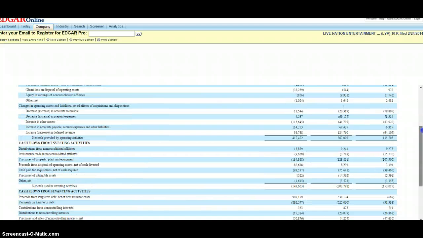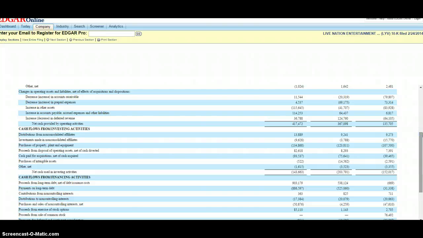And then we look at investing. Not a lot going on in the way of investing. Investing, this is money from other companies. It looks like cash went out the door from purchase of property, plant, and equipment. Big item there. Cash paid for acquisitions.